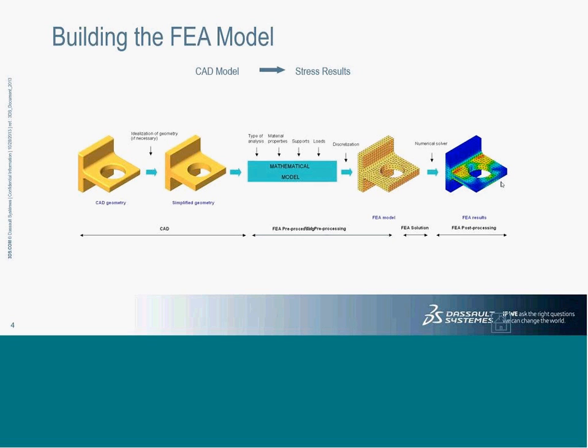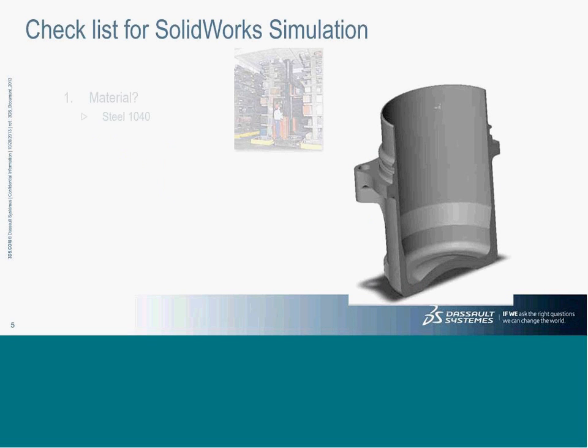So I told you the few basic things that would be required. We have a certain component or design. First, from the software point of view, we need to tell it what kind of material has been used in this particular part. That is the first step that we need to do, and the software needs to understand the material assigned to a particular part.